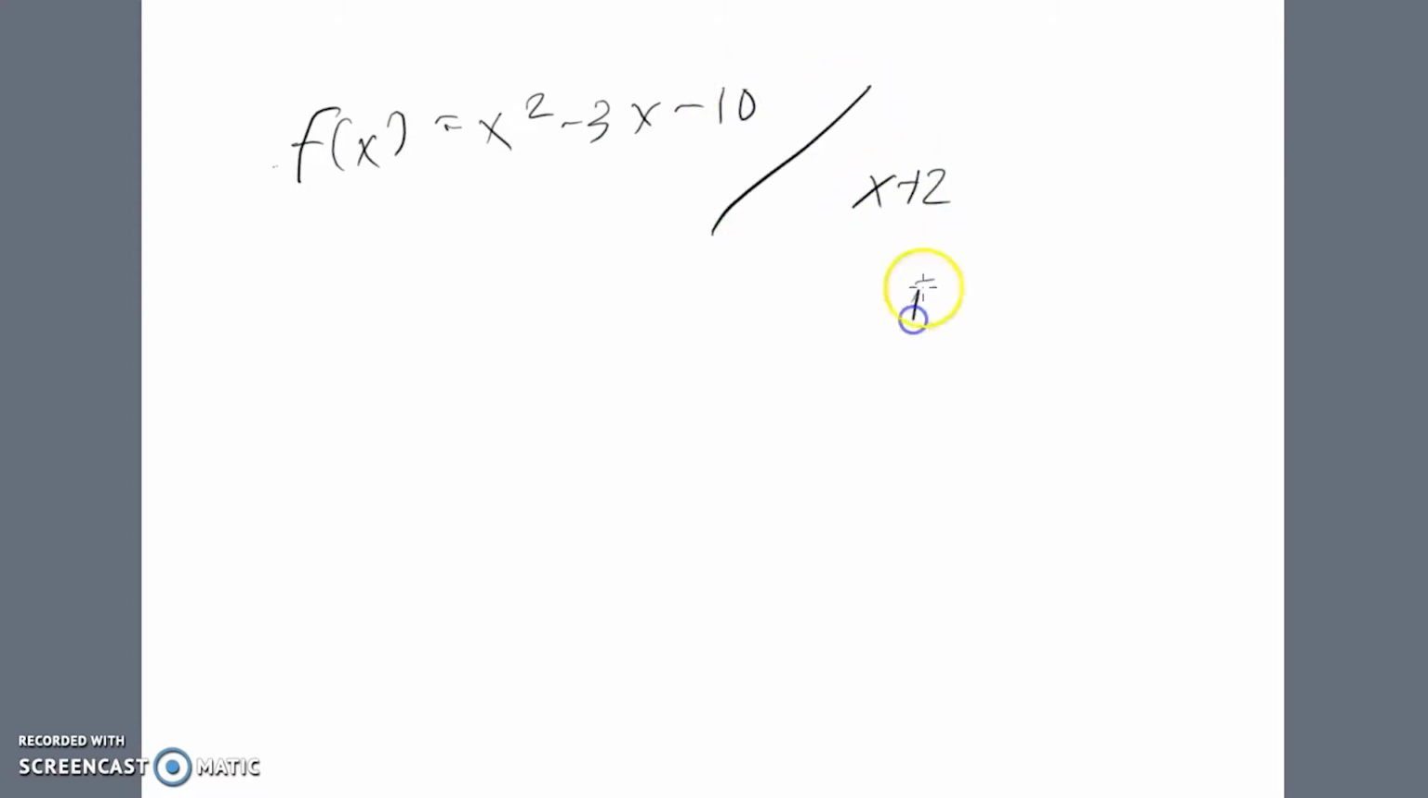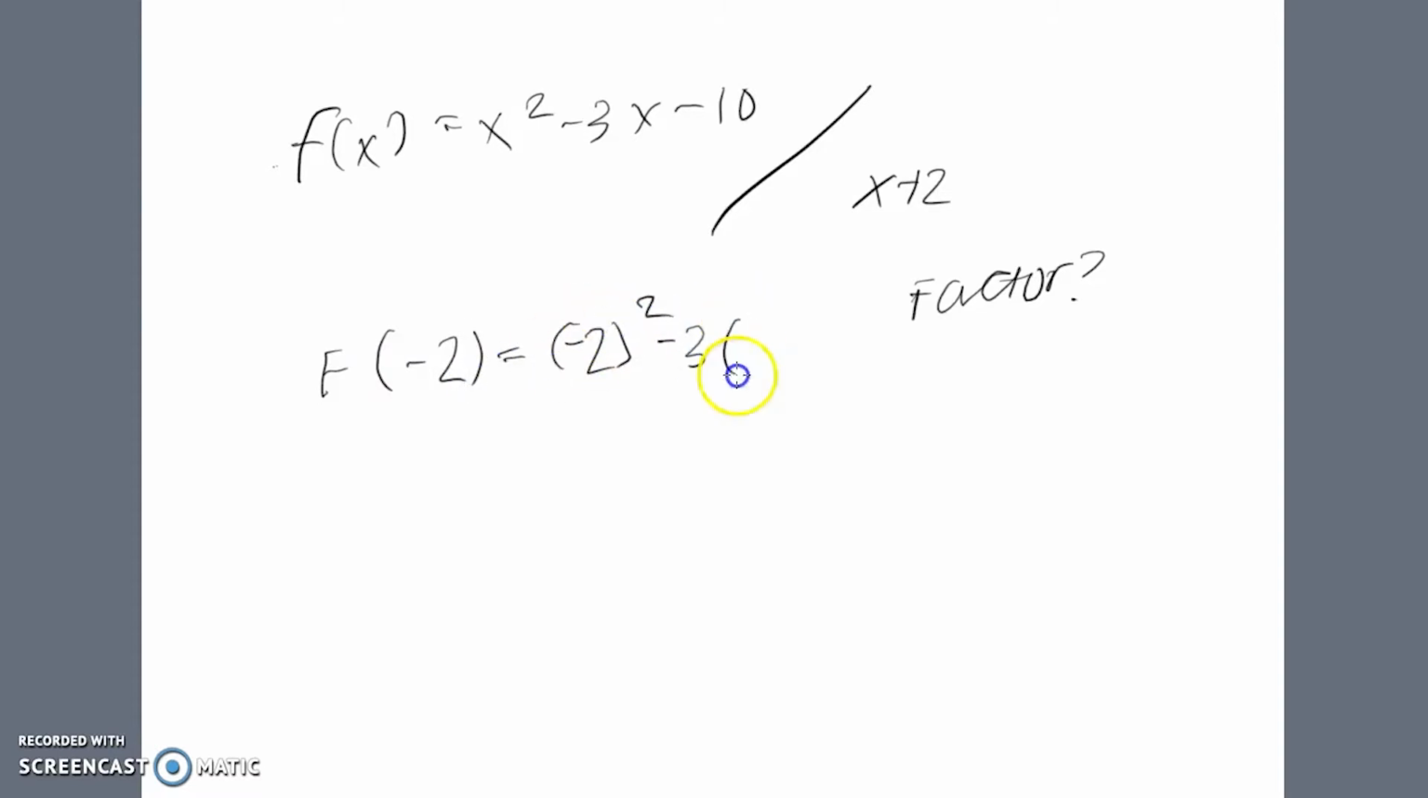Find the remainder when f of x equals x squared minus 3x minus 10 is divided by x plus 2 and determine if x plus 2 is a factor of f of x. F of negative 2 equals negative 2 raised to 2 minus 3 times negative 2 minus 10. Therefore, f of negative 2 equals 0. Since f of negative 2 equals 0, we can say that x plus 2 is a factor of x squared minus 3x minus 10.